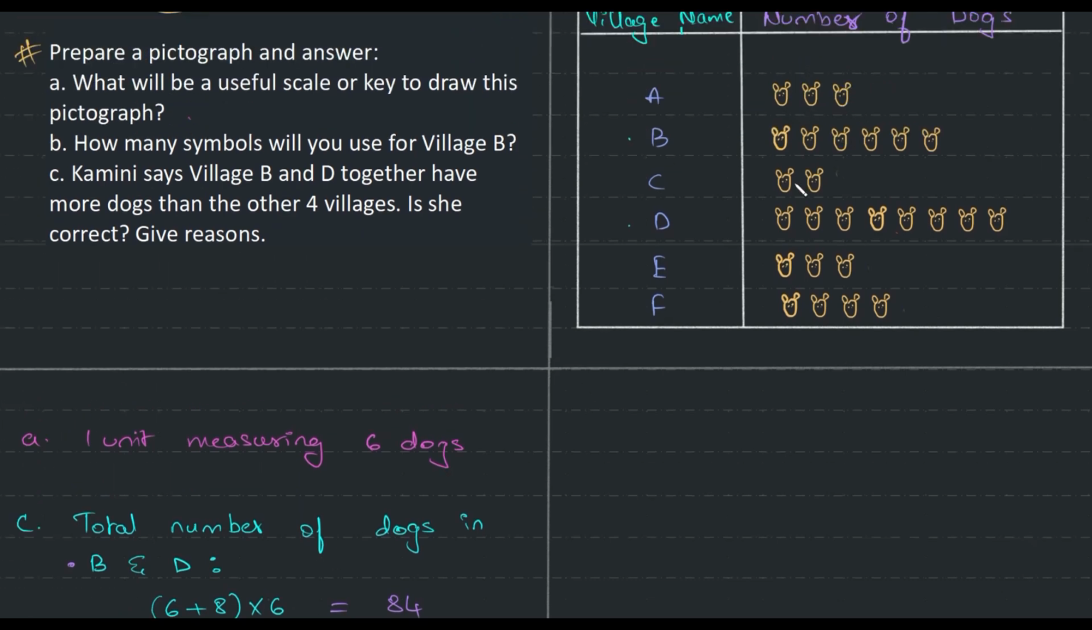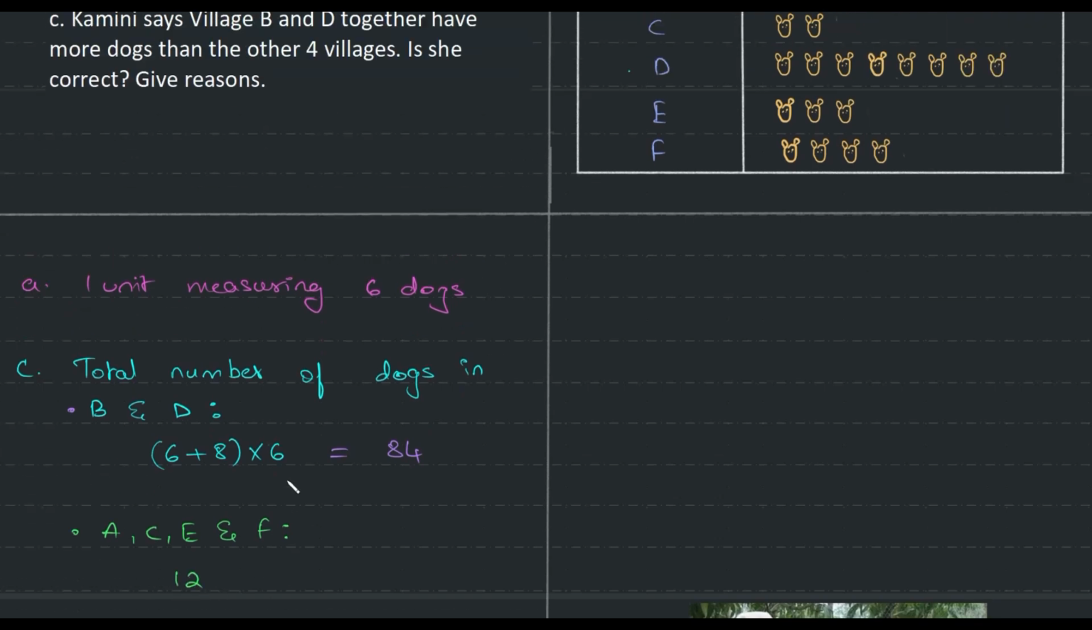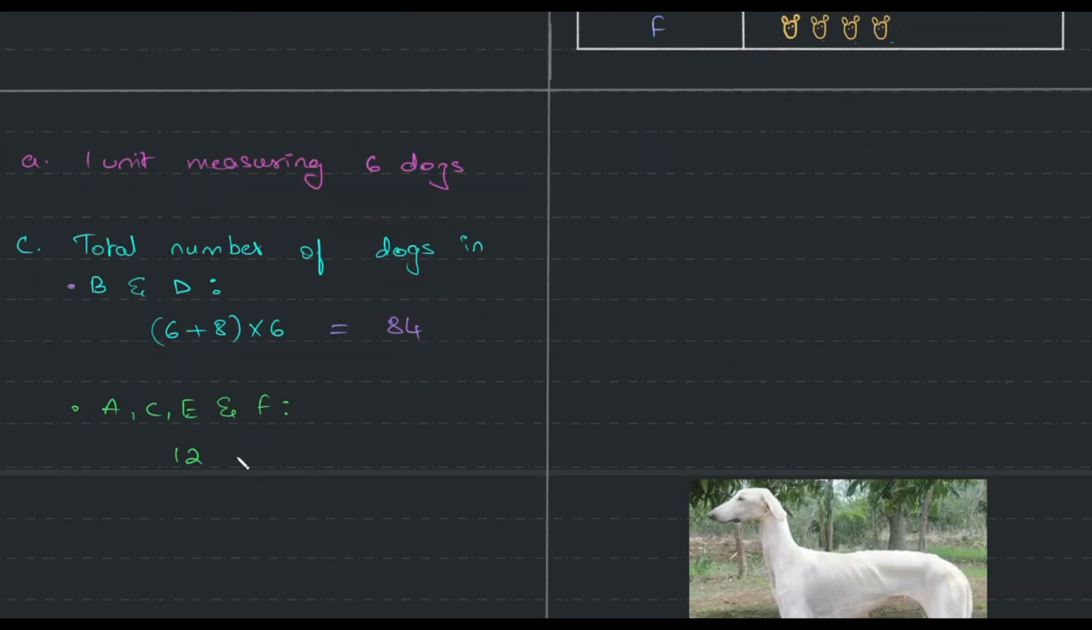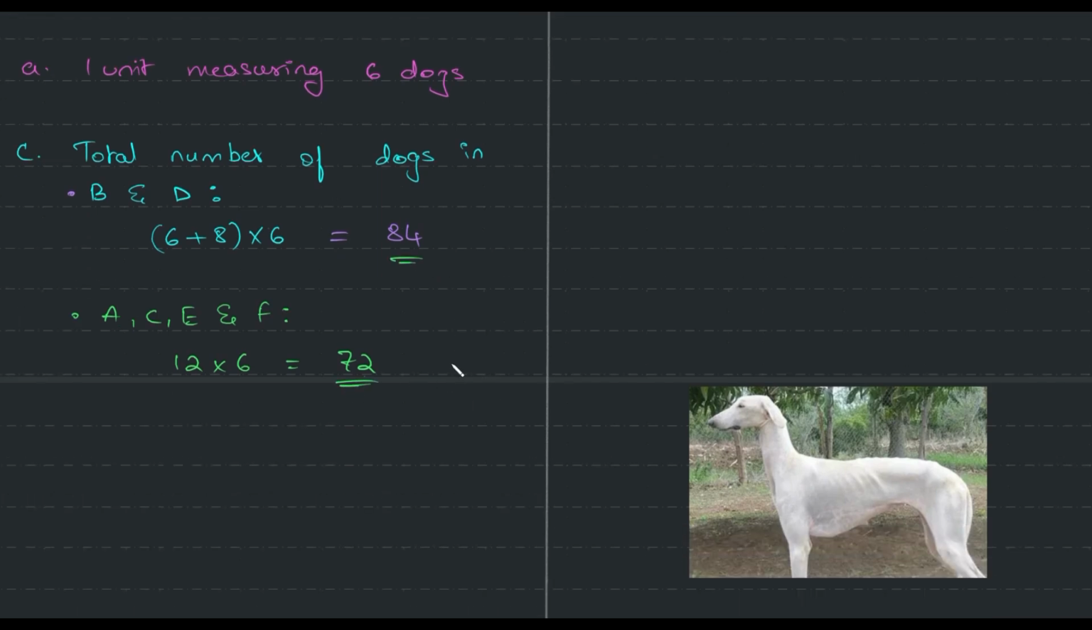So this is B and D, and this being A, B, C, D, E, and F. So we have 1, 2, 3, 4, 5, 6, 7, 8, 9, 10, 11, 12. So directly I'm writing. I hope I counted it right. So we have B and D done, right? So we have 12 into 6. How much is that? Correct. Sorry. 72. Okay. So I was thinking about the difference. Difference is 12.